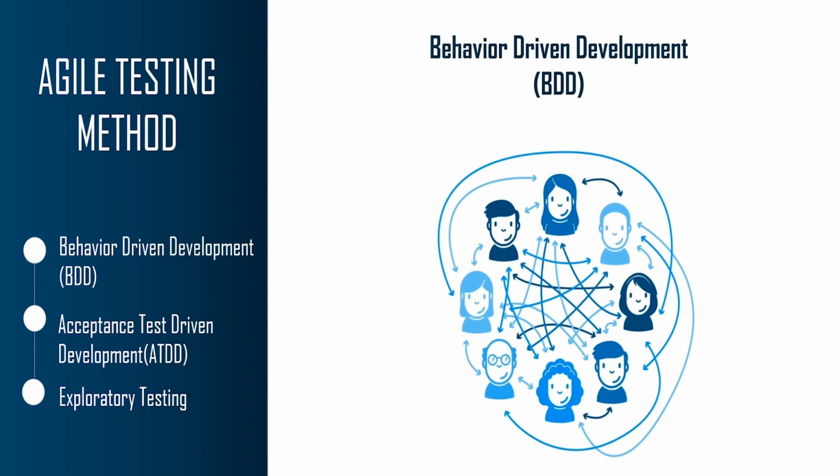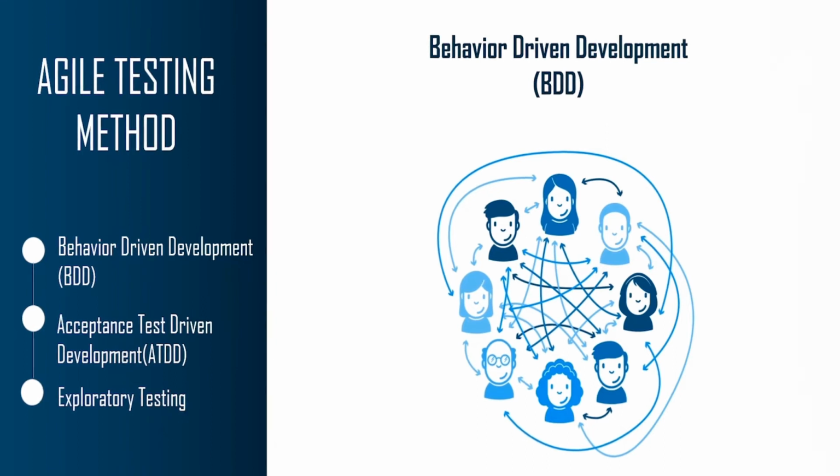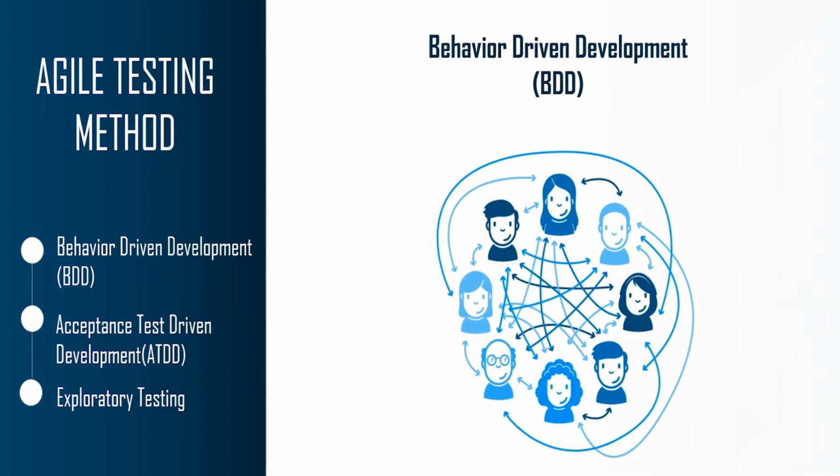Agile testing methods. There are different types of Agile testing methods. They are behavior driven development (BDD), acceptance test driven development (ATDD), and exploratory testing. Behavior driven development. It improves communication among project stakeholders so that all members correctly understand each feature before the development process starts. There is continuous example based communication between developers, testers, and business analysts.